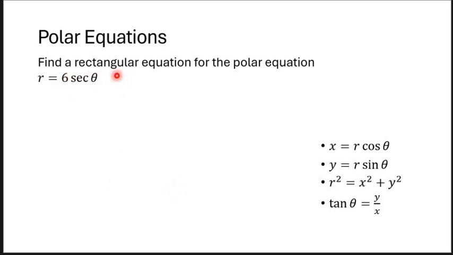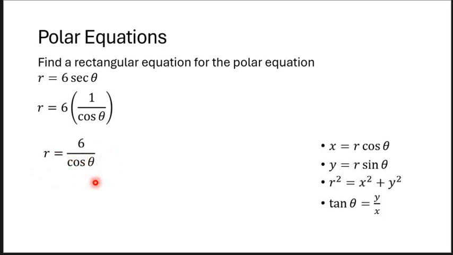Here I have find a rectangular equation for the polar equation r is equal to 6 times the secant of theta. Well, I don't have a relationship for the secant of theta over here, but I do know that the secant can be written as 1 over the cosine of theta. So I'm going to rewrite it that way because I do have that x is equal to r times the cosine of theta. Let's simplify this a little bit first though. So we'll multiply 6 times 1 to get 6 over the cosine of theta.